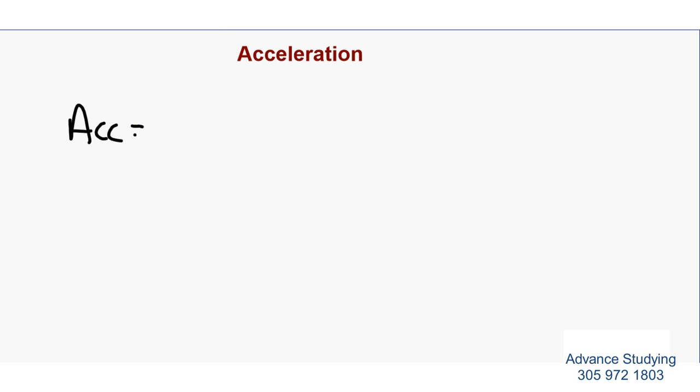acceleration equals change in speed. This means change in speed. This triangle means change, and of course change in speed divided by time. So that's acceleration. However, what if I want to find change in speed and not acceleration?